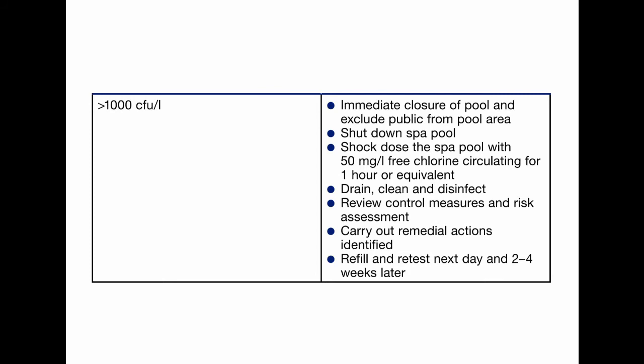Review your control measures. What you want to find out is how you've ended up in a situation where you've got over 1,000 colony forming units of Legionella bacteria per litre. Something's clearly gone wrong. Find out what the problem is, identify remedial actions, refill and retest to make sure that you've cleared the problem, and then follow that up with another test 2 to 4 weeks afterwards, just to confirm that everything is still operating effectively. So those are the control measures that you need to put in place at a bare minimum.